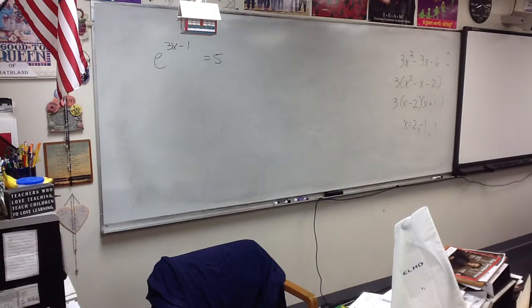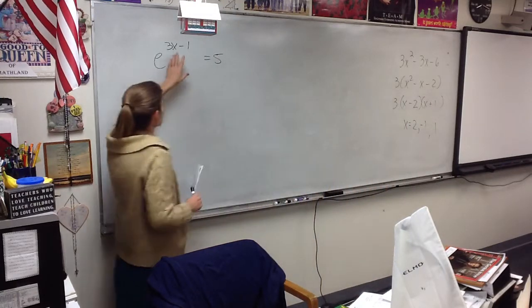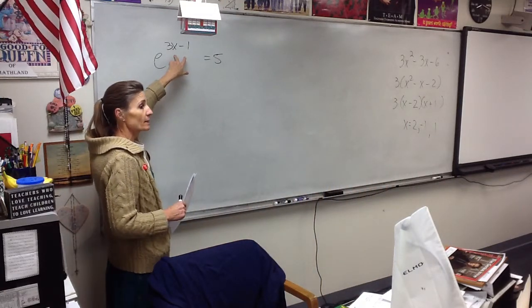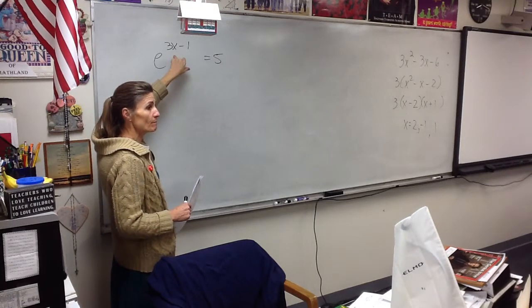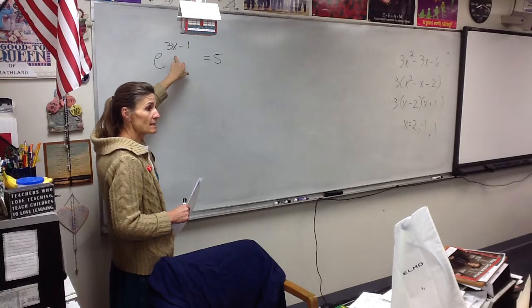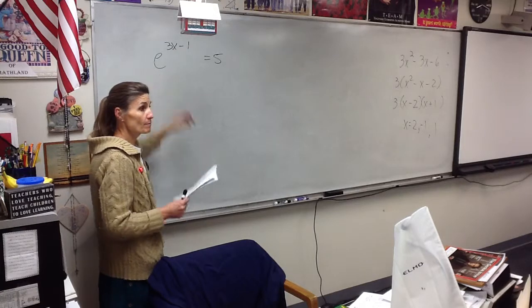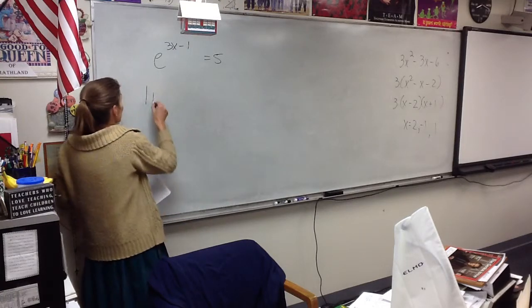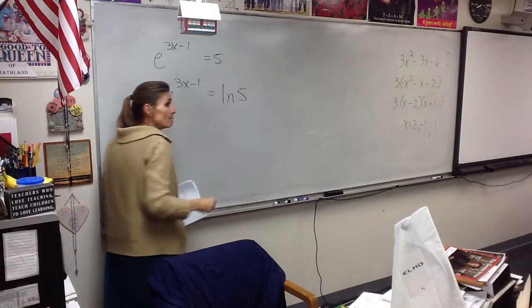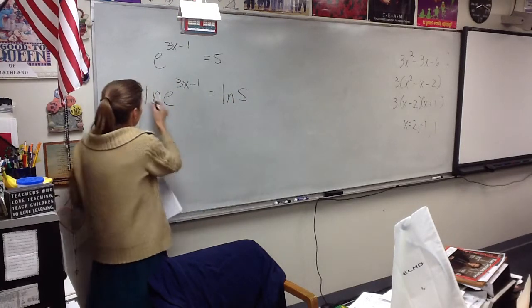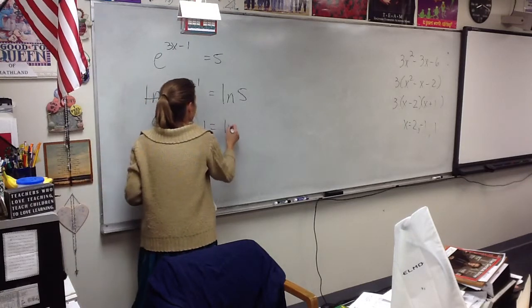Okay? So we're going to solve this. The first thing I notice is that the variable is in the exponent. What does that mean? That means I need logarithms. Now, there's an e in this problem, so I'm going to ln both sides. And when I ln both sides, this cancels, and I'm left with 3x minus 1 equal to ln 5.